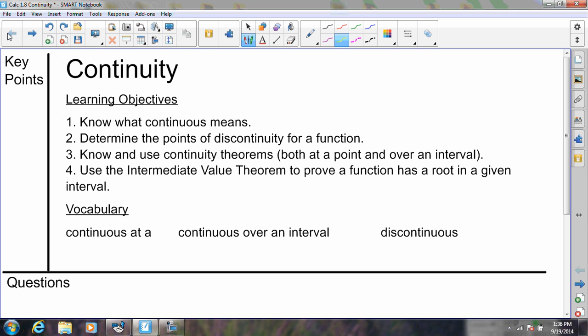You should be able to use the continuity theorems to be able to figure out where a function will be continuous, where a function would be discontinuous. A lot of that is tied to the domain. And finally, you should be able to use the intermediate value theorem to prove, to explain that a function will have a root over a given closed interval. If you can do those 4 things, then you've met all the objectives that we have for our studies into continuity.